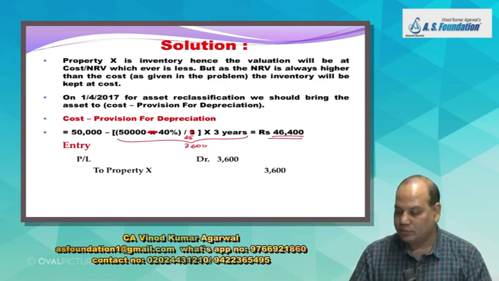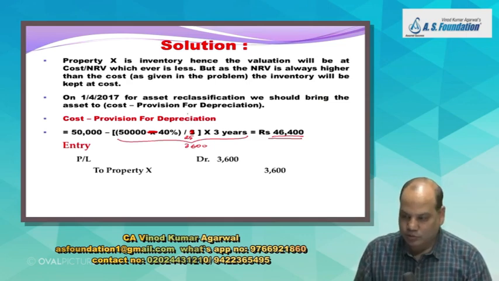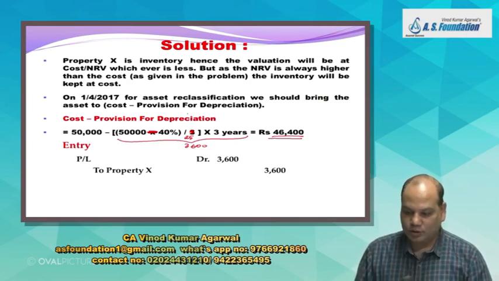So journal entry: P&L account debit 3,600 to property X 3,600. Okay, one more you will try in the book only. Now the answer is printed.